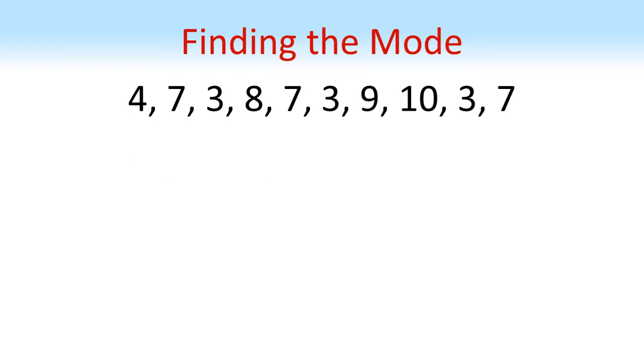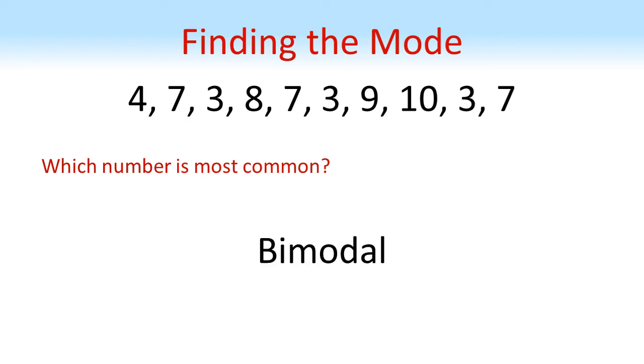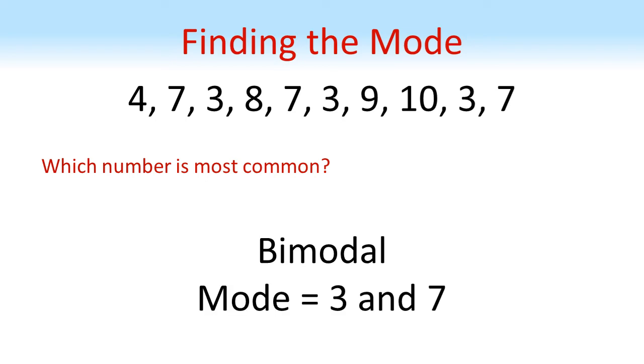Now looking at this list, we can see that there are 3 3s and there are also 3 7s. So which number is most common? Well, 3 and 7, we call it bimodal. There are 2 modes, 3 and 7. If you get beyond 2 numbers which are most common, we would generally say that there's no mode. There's no most common number.